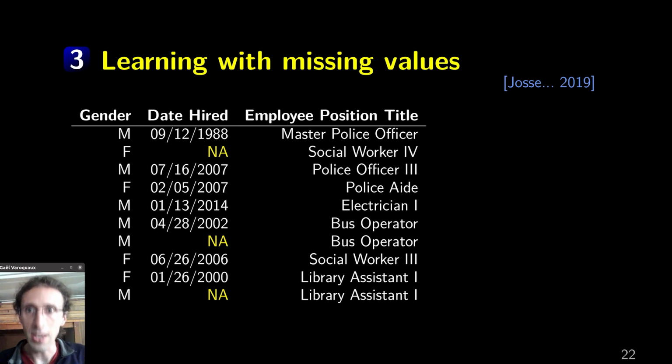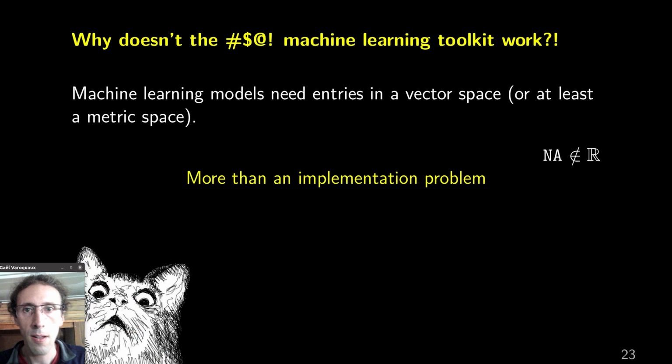Now, one last thing, our data may have missing values. And we want to do machine learning with this. So why doesn't the machine learning toolkit work? Well, the underlying problem is that machine learning models need entries in a vector space or at least a metric space. So it's a bit more than an implementation problem.